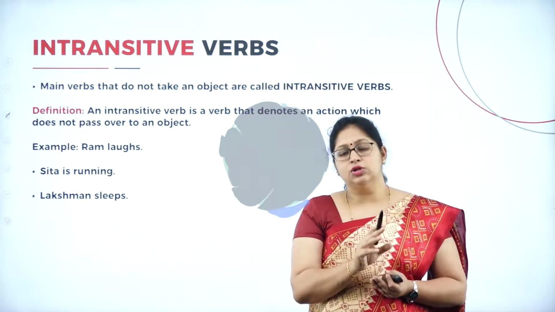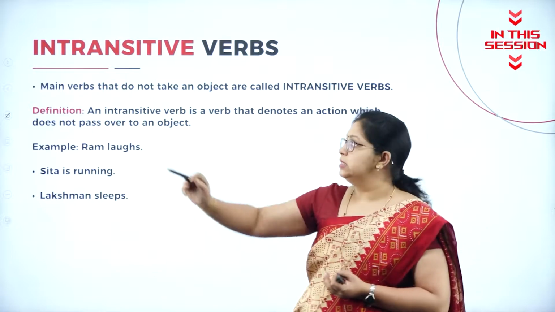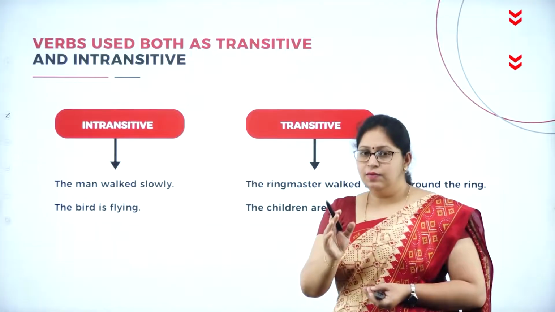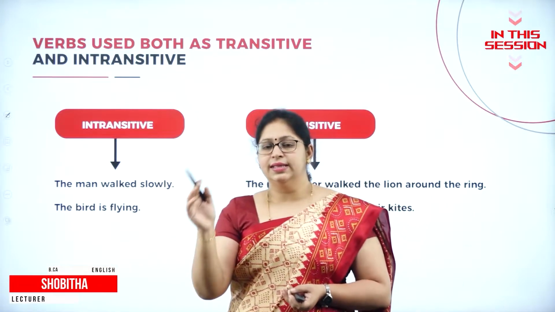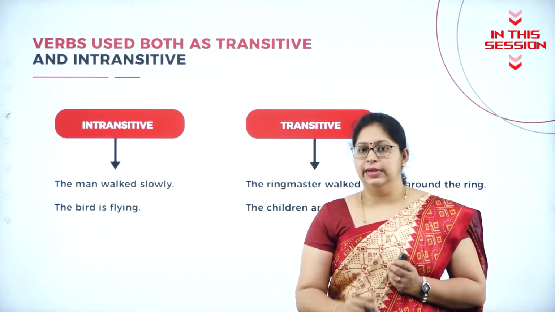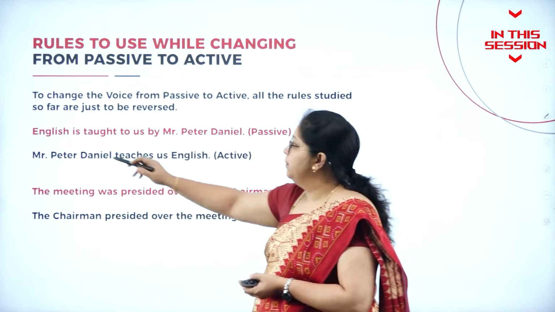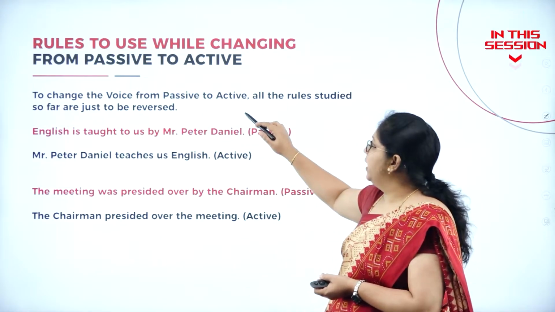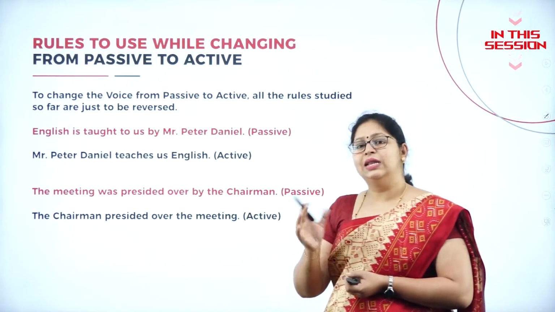So if an object is not there in a sentence, then the verb in that sentence is an intransitive verb. The formula is very simple: if there is an object, then it is transitive. If there is no object after the verb, then it is intransitive. What if you are asked to change from passive to active? See, to change the voice from passive to active, all the rules studied so far are just to be reversed.